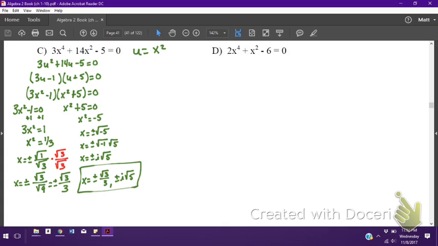Okay. Now, if I were to move on and go to D, I'm going to do the same method as I just did in C. So I'm going to go a little bit faster this time. Again, we're going to use the u substitution. So u is equal to x squared. Okay. So I get 2 times u squared plus u minus 6 is equal to 0.